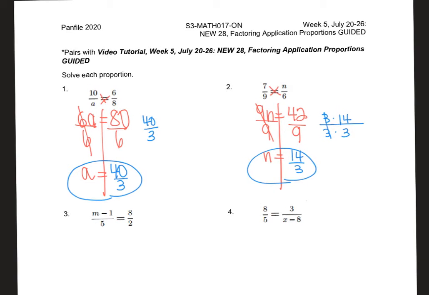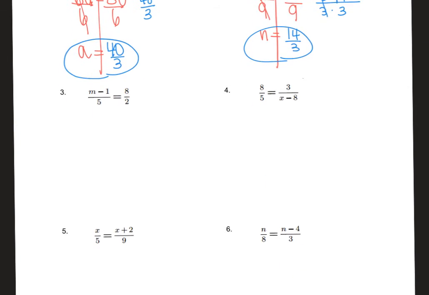Now you get down to number 3 and you're saying, that looks different, right? Looks different than the first two. So the first thing you need to realize is that this m minus 1 is a package, and you need to kind of treat it as a package deal. You need to package it up in those parentheses. So when you cross multiply now, this package stays together, so it's 2 times the quantity m minus 1 equals 40.